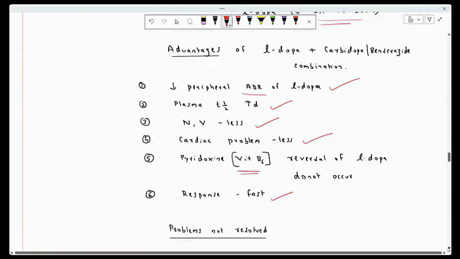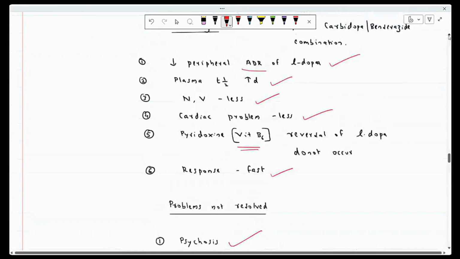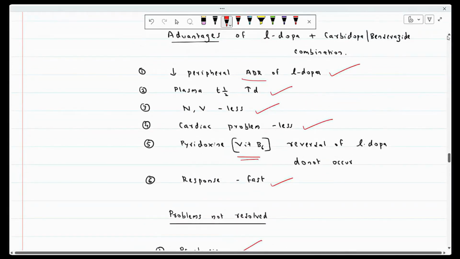Now, even if you give carbidopa, one problem will not be resolved. The answer is psychosis, because carbidopa is a peripheral dopa decarboxylase inhibitor. Levodopa will get into the brain and will increase the dopamine in the brain. If the dopamine goes beyond the normal limit, it can cause psychosis. So that problem is not resolved even if you give carbidopa. Whereas the half-life is increased, cardiac problems will become less, nausea and vomiting will become less, peripheral ADR will become less, and the response also will be fast. So those are the advantages of carbidopa. So better remember the advantages of levodopa when given along with carbidopa. Okay, so hope it is clear.